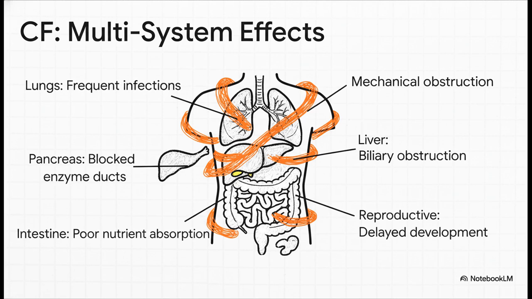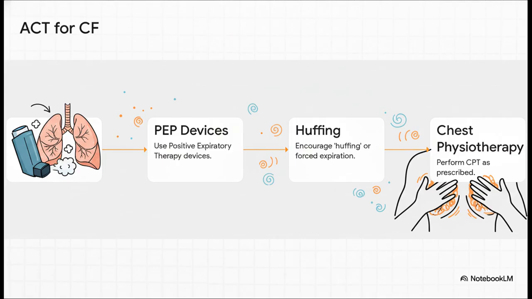That thick mucus doesn't just clog the lungs, it gums up the works in the pancreas, which means digestive enzymes can't get out. This leads to malabsorption, fatty stools, and failure to thrive. It impacts just about every system in the body. So the big question is, how do we manage all that mucus? It's all about airway clearance techniques, or ACT.